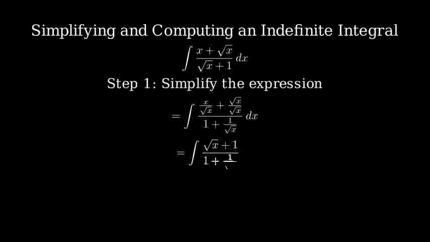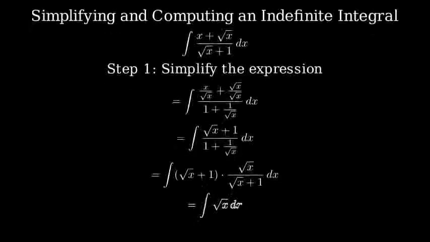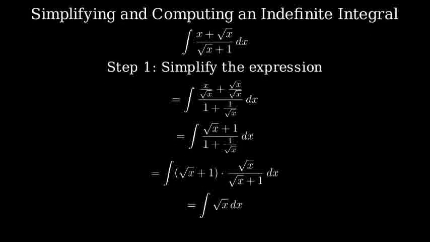This makes the expression the integral of square root of x plus 1 divided by 1 plus 1 over square root of x dx. Now, let's rationalize and simplify further. When we distribute square root of x, we obtain square root of x plus 1 times square root of x all over square root of x plus 1. This allows us to cancel out square root of x plus 1 in the numerator and denominator. We are left with the integral of square root of x dx.